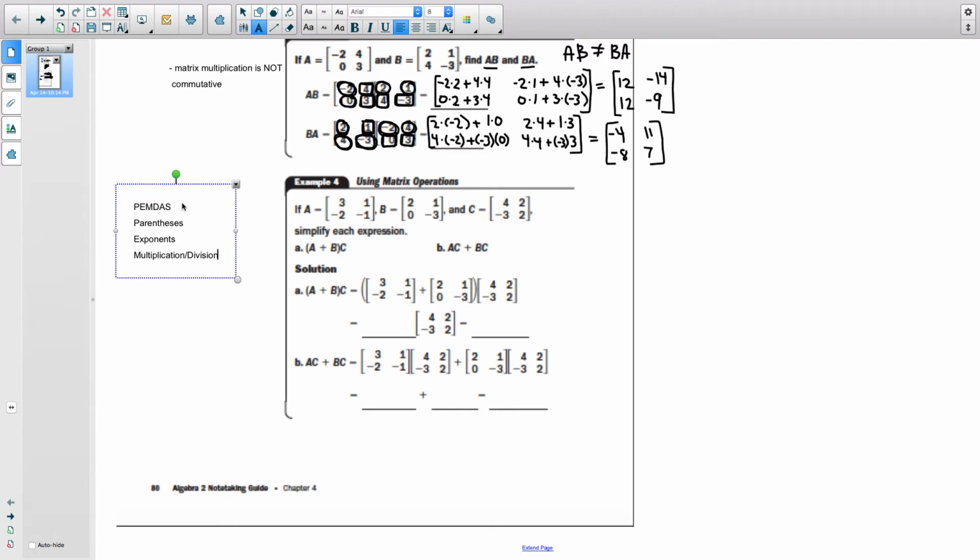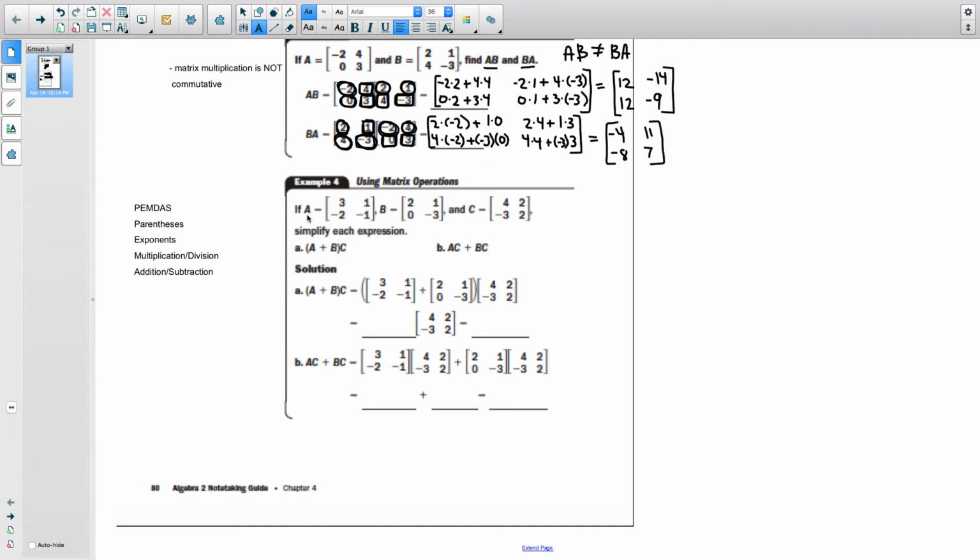So multiplication doesn't necessarily have to be in the beginning. If division comes before multiplication, then you would do division first. They just go together. And then, of course, addition and subtraction. Same thing like multiplication and division, whichever one comes first, subtraction or addition, it does not matter. They are done at the same time. So PEMDAS still works with matrix operations. It's just that you have to perform the correct matrix operation. So let's look at the examples that they have.